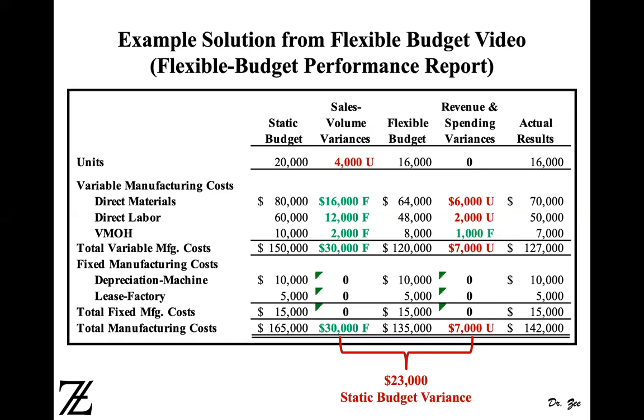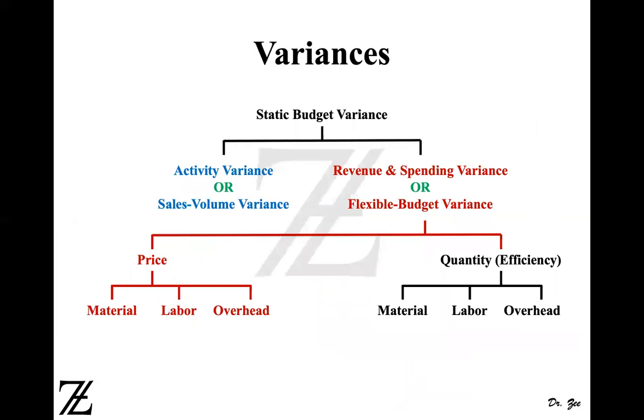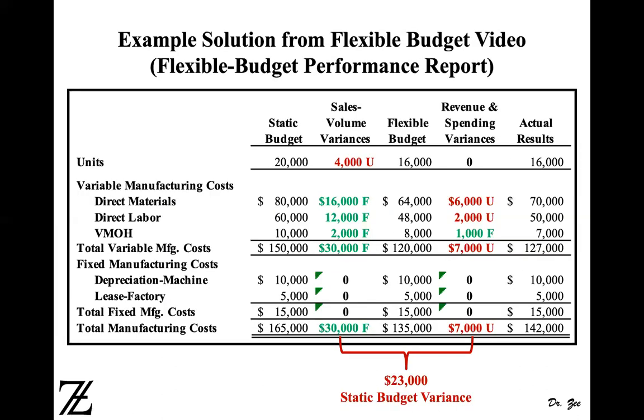Our next slide shows you the further division of the flexible budget variance. As you can see here, from a static budget, we got activity variance and revenue and spending variance. But from the flexible budget, we got a price variance and quantity variance. So now we go back here and we look at this $6,000 variance in direct material. What was the cause of it? All right, there could be two causes. One is the quantity, the other one is the price.